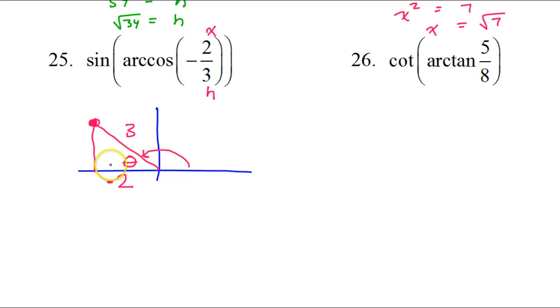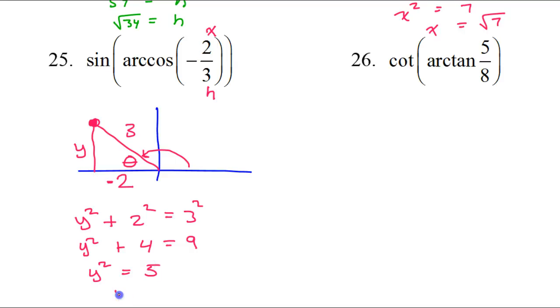Okay, so I need to know what the y value is over here. So I'm going to do the Pythagorean theorem to figure out what the y value is. So a squared plus b squared equals c squared. So y squared plus 2 squared is equal to 3 squared. Y squared plus 4 is equal to 9. Subtracting 4 from both sides, y squared is equal to 5. So y is equal to the square root of 5. Okay, so this is the square root of 5.